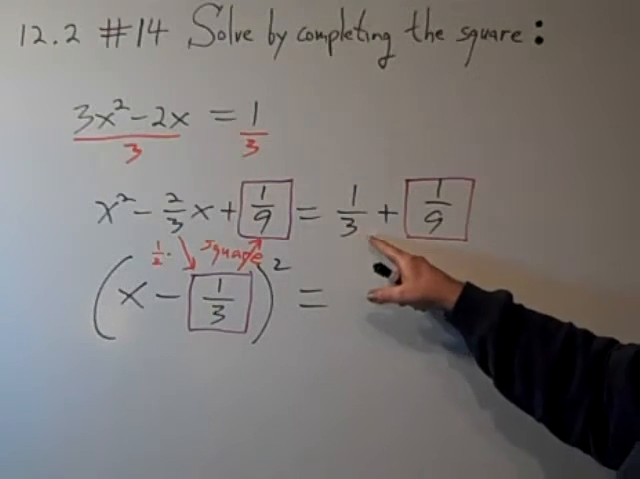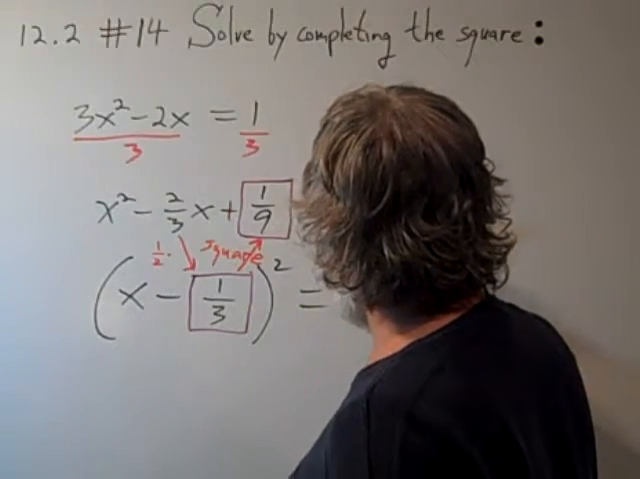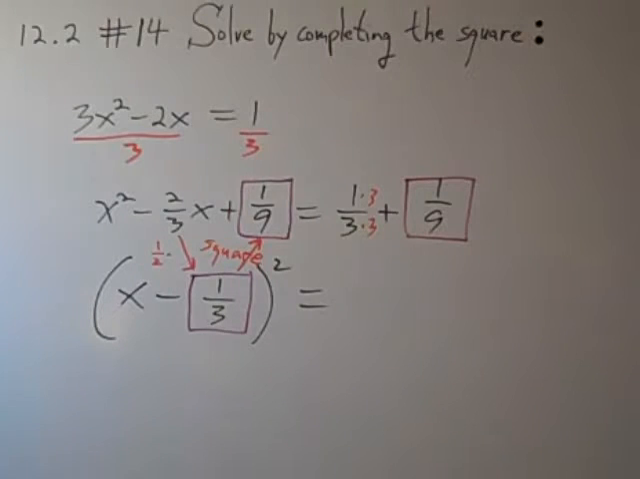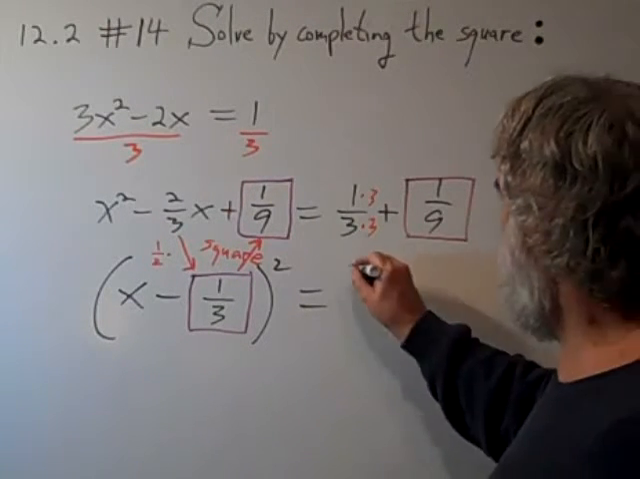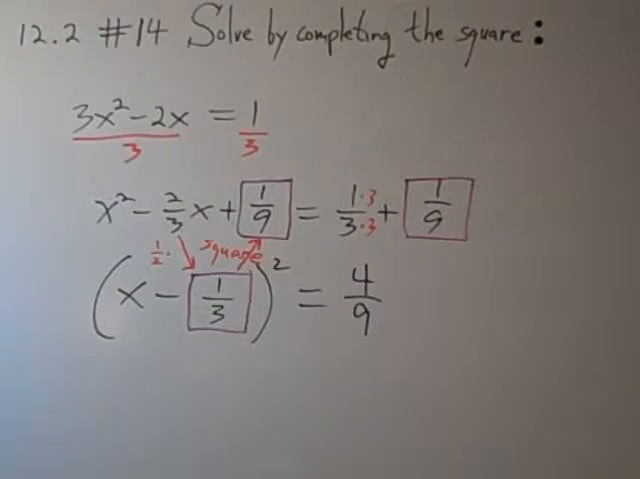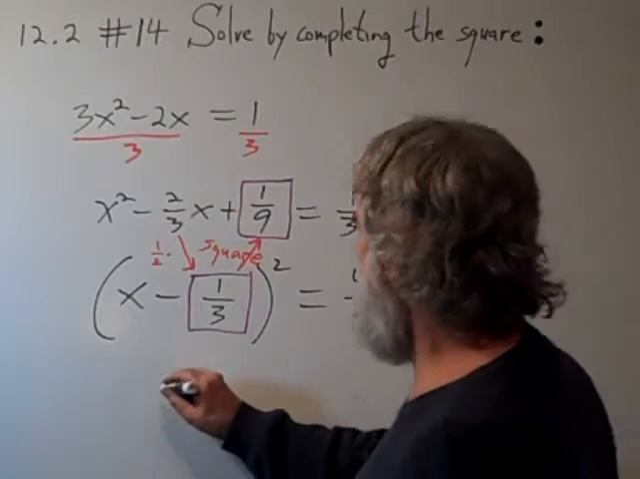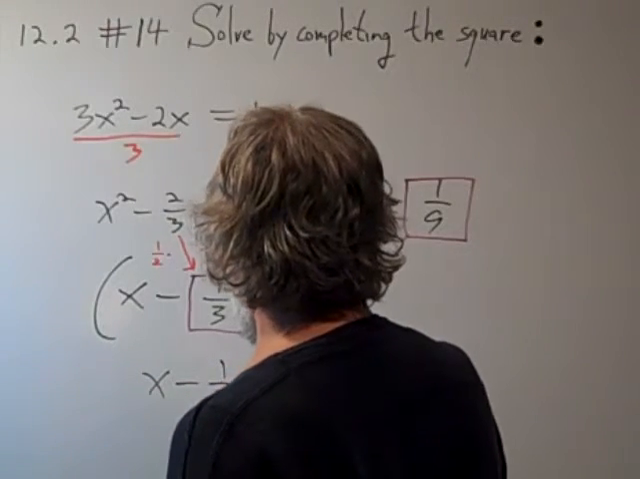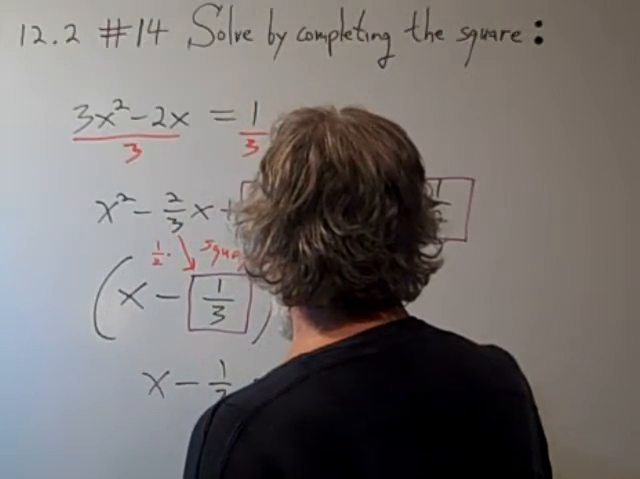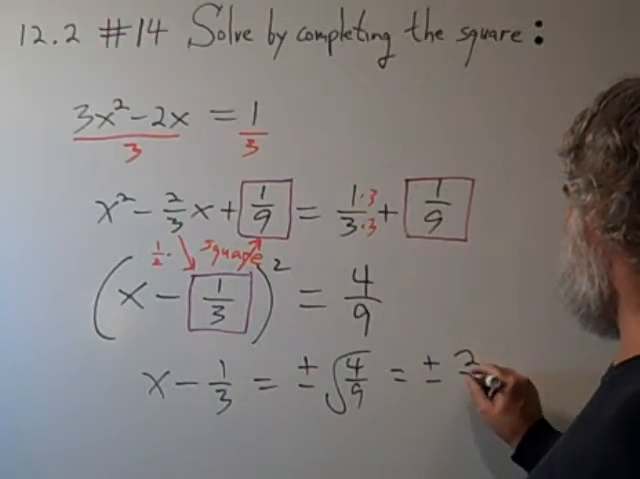1/3 plus 1/9, this is, if you multiply times 3 on the top and bottom, that's 3/9 plus 1/9, that adds up to 4/9. And now the equation looks much like the problems we were solving in the previous section. Using the square root property, we can write this as x minus 1/3 equals plus or minus the square root of 4/9, which is plus or minus 2/3.